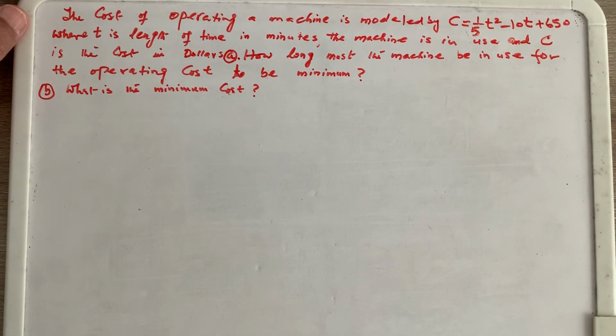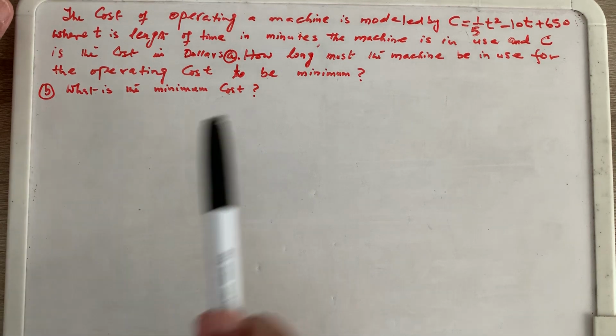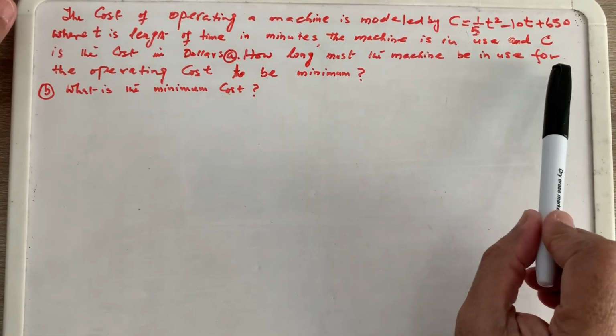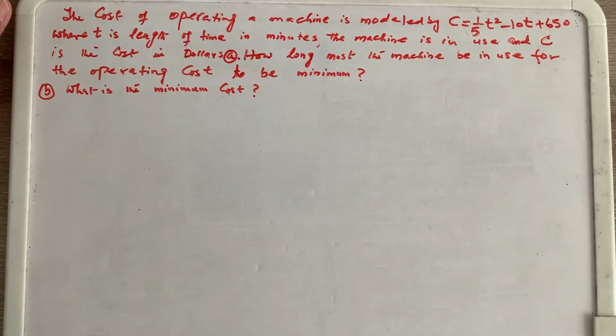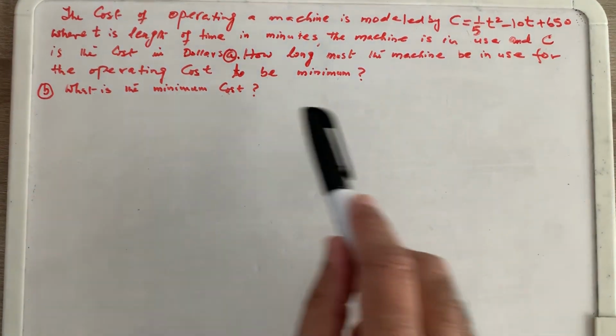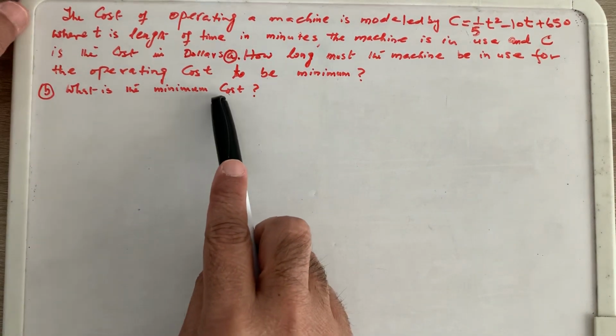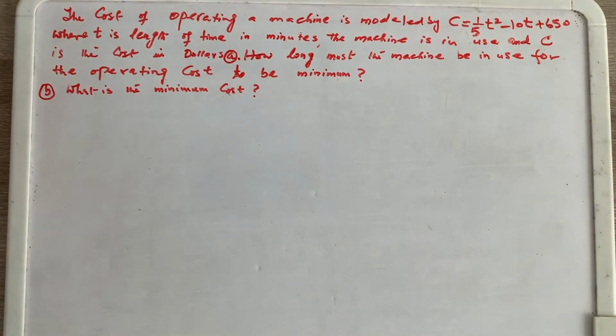So there are two parts. How long must the machine be in operation for the operating cost to be minimum? So we have to find out how long it has to be in use, like t, right? So the value of t. The B part is, what is the minimum cost? So there are two parts.